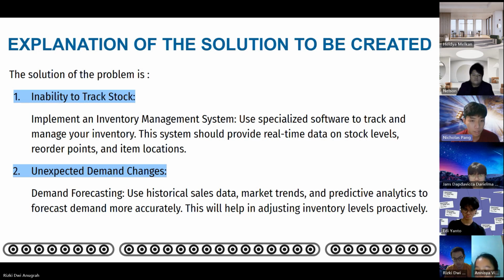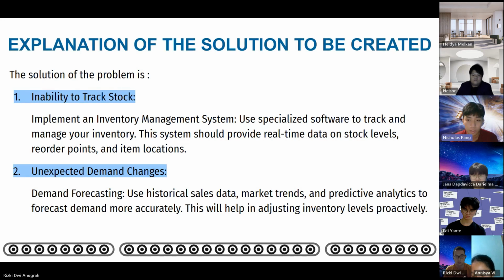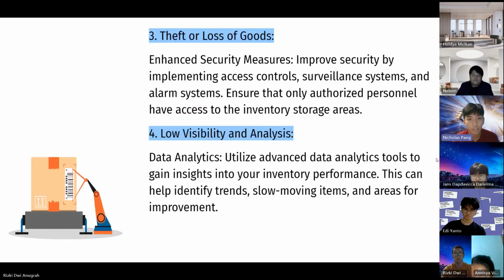2. Unexpected demand change. Demand forecasting. Use historical sales data, market trends, and predictive analytics to forecast demand more accurately. This will help in adjusting inventory levels proactively. 3. Theft or loss of goods. Enhance security measures. Improve security by implementing access control, surveillance systems, and alarm systems. Ensure that only authorized personnel have access to the inventory storage areas.